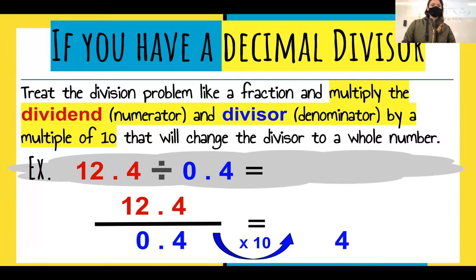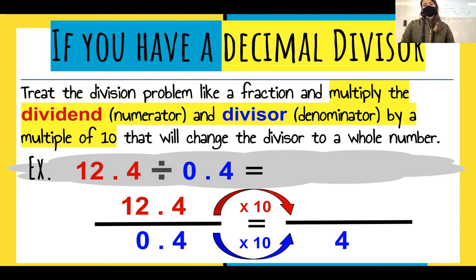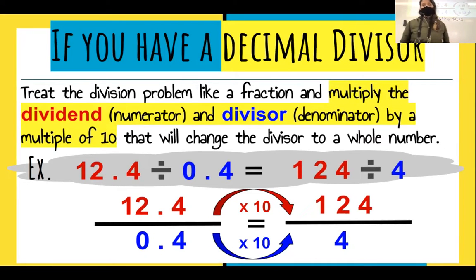When we multiply by 10, we move our decimal point one place to the right. Whatever we do to our divisor, we must do to our dividend. Multiply by 10, that decimal point moves one place to the right. And again, it becomes 124, leaving our new problem, 124 divided by 4. Now we have numbers that we can work with and solve.